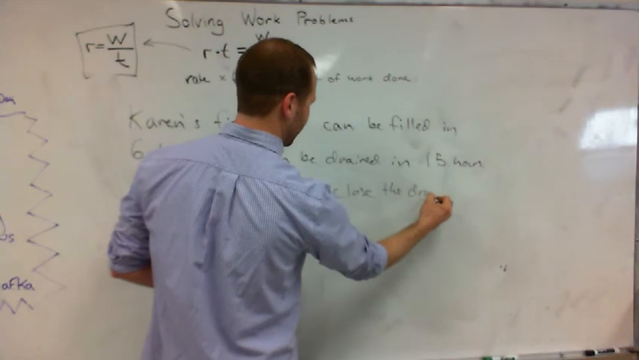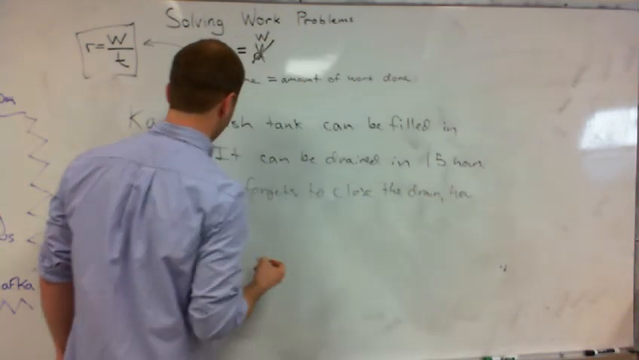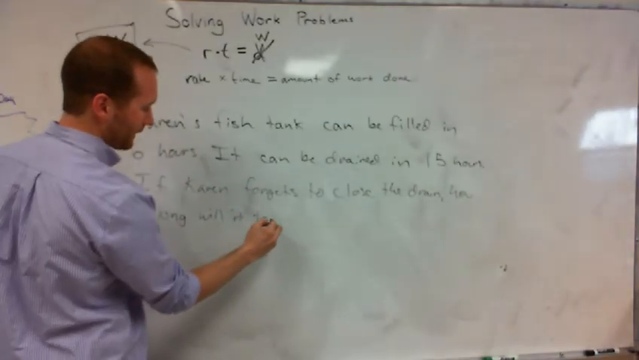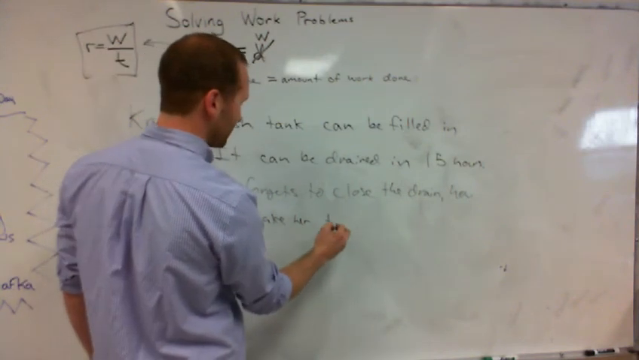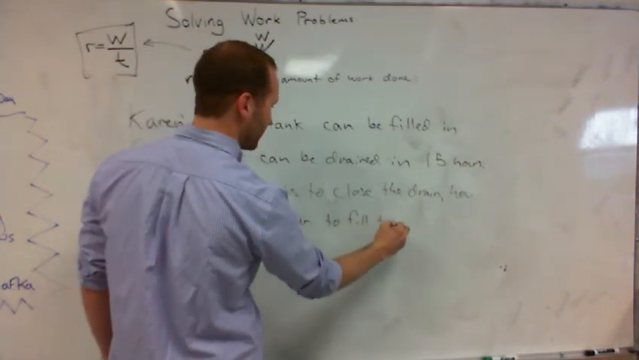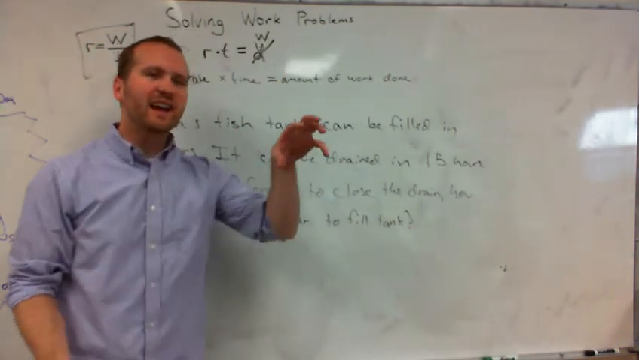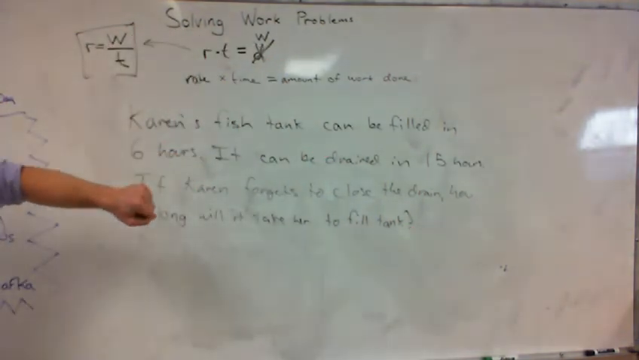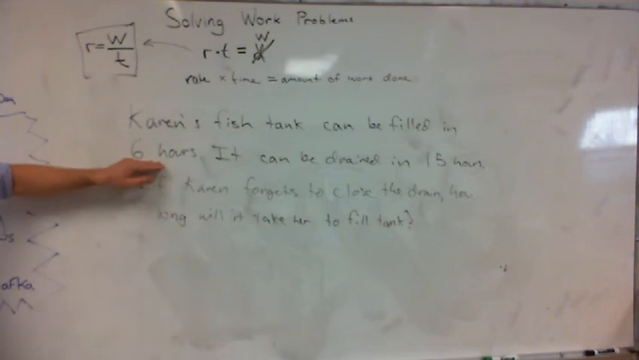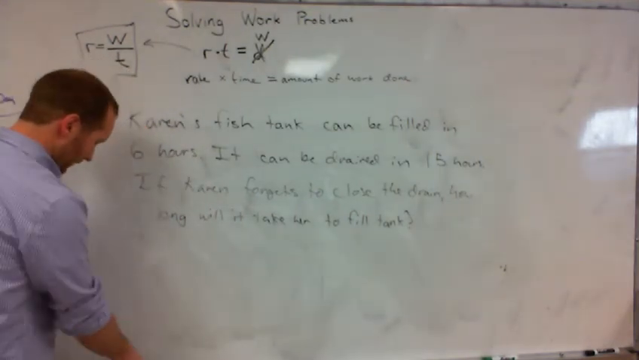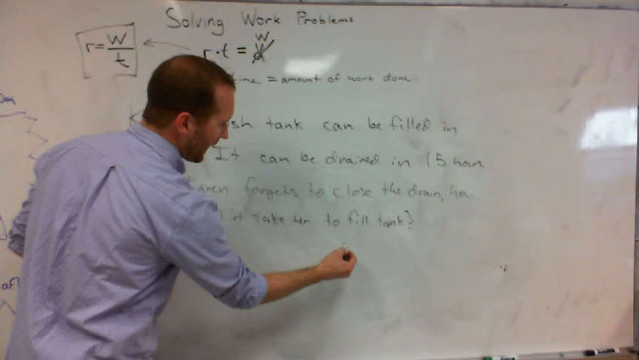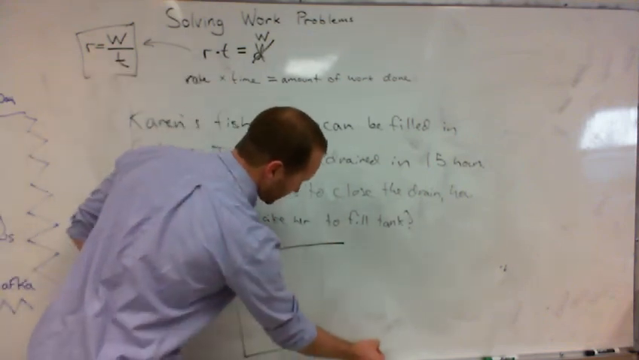Wait, if she forgets to close the drain? Like if she's filling it up and she forgets to close the bottom. She still has the hose in the tank, right? That's what's implied here. She's filling up the tank at this rate, but at the same time water's leaking out the drain. So isn't it just 6 minus 15? Yes, so in this case, instead of adding the two things, we're going to subtract the two things.